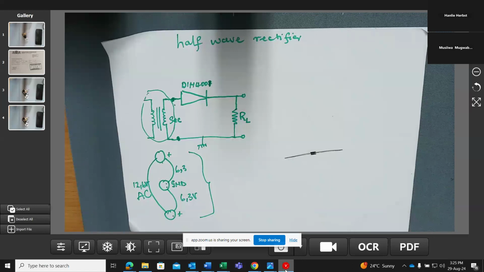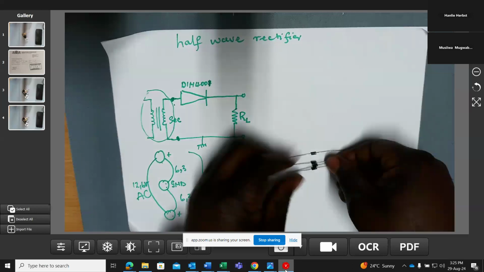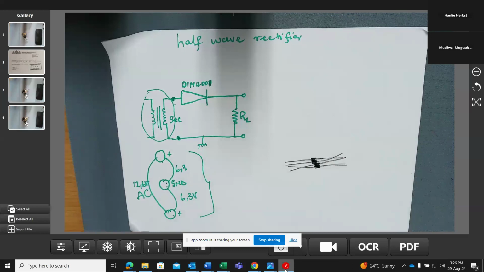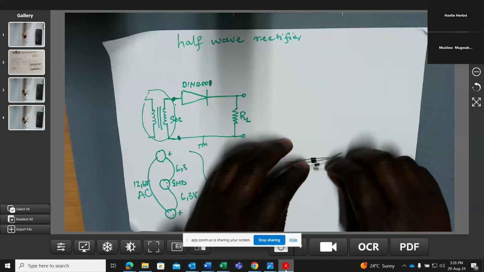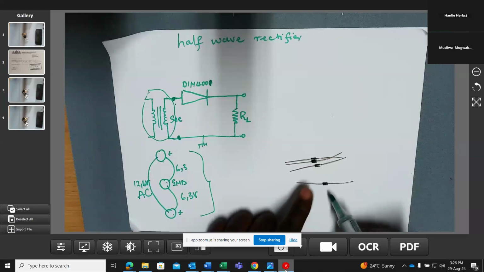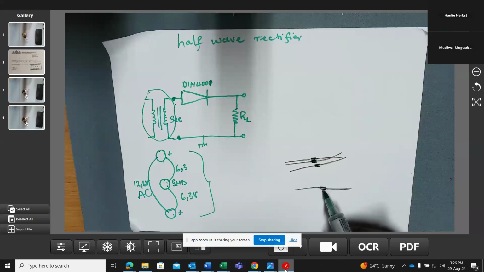You'll see that I've got 4 diodes, as mentioned there. These are my 4 diodes. With these 4 diodes, you will see that they've got a silver lining. I don't know if it's going to be visible for you, but when you look closely enough, you will see that the silver lining is there.